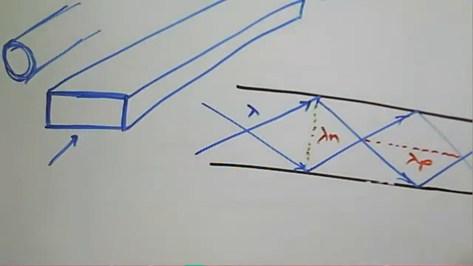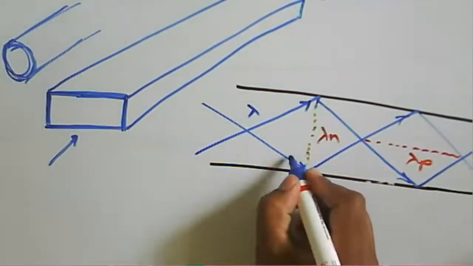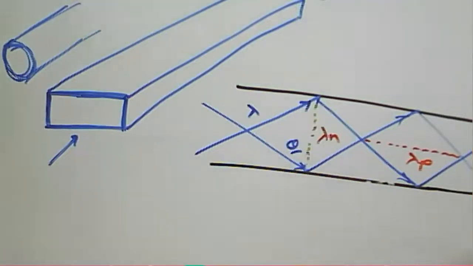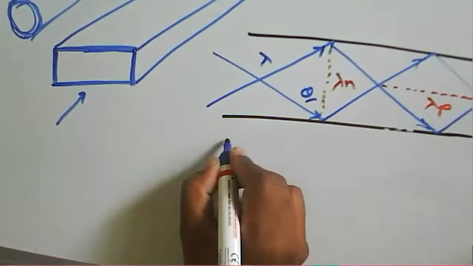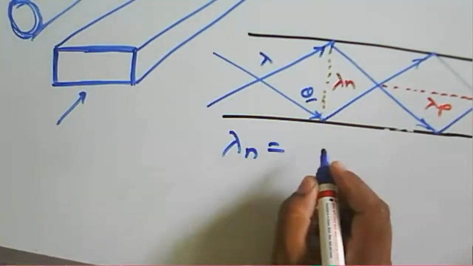So now from this we can calculate, this is theta. So we can find out what the normal component value will be. We can talk about that normal component value.